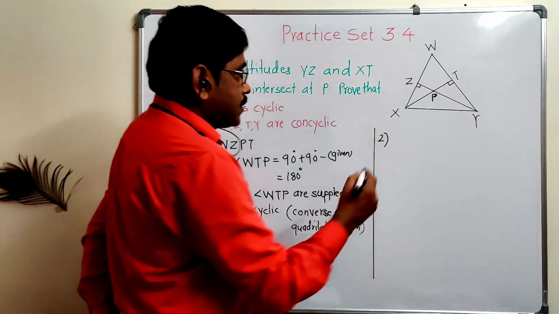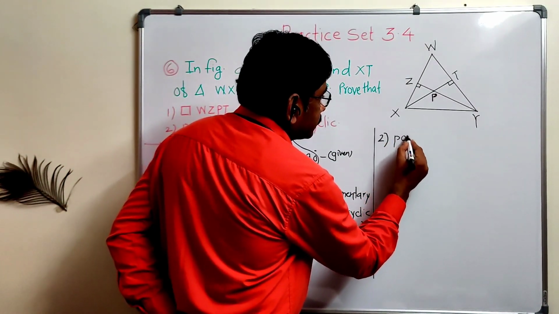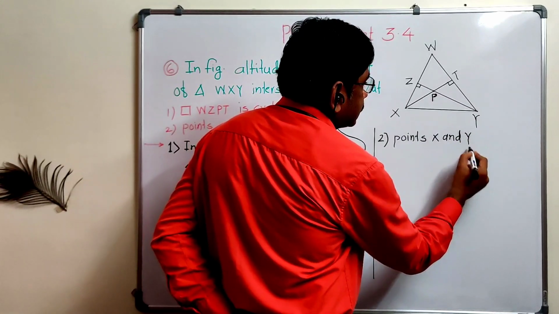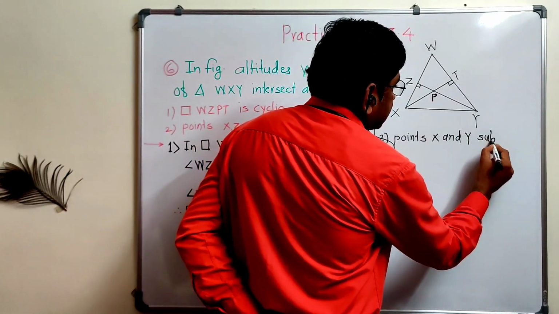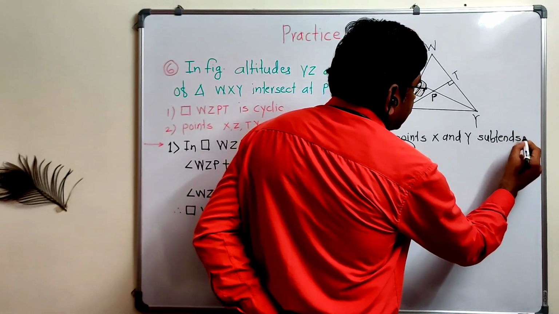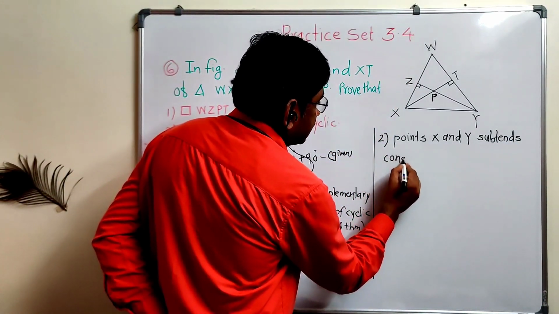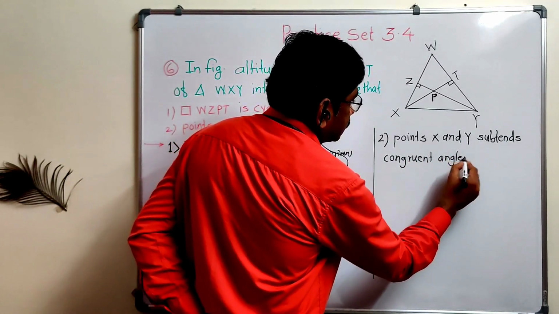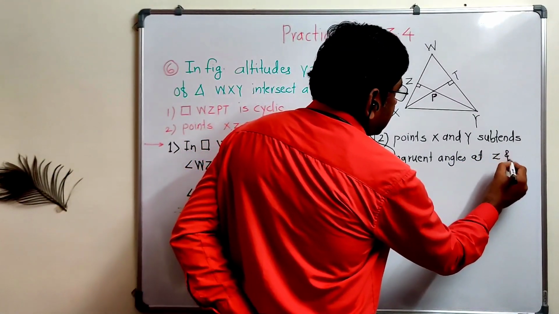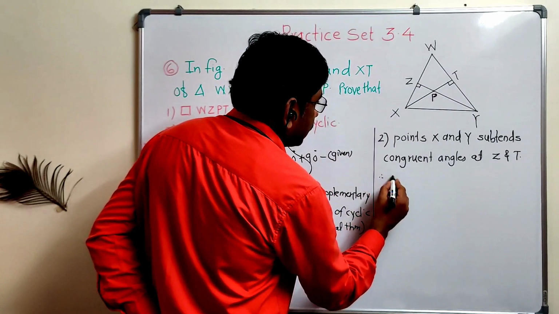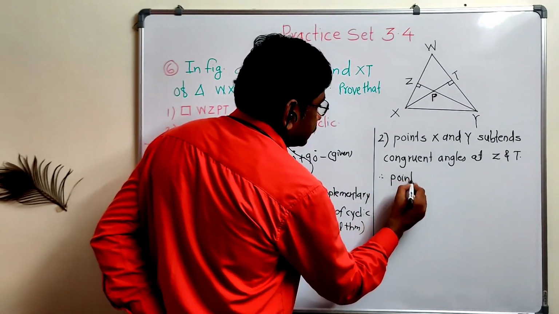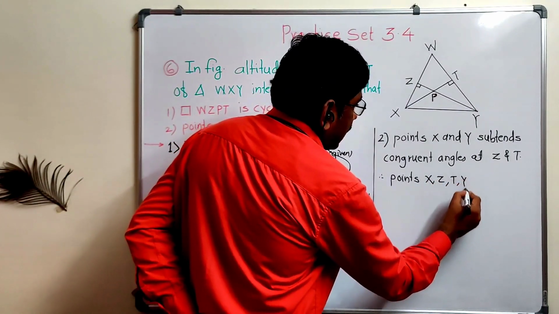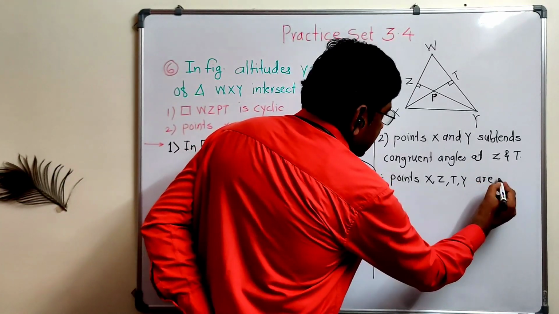Last concept. So here points x and y subtend congruent angles at z and t, and therefore points x, z, t, y are concyclic.